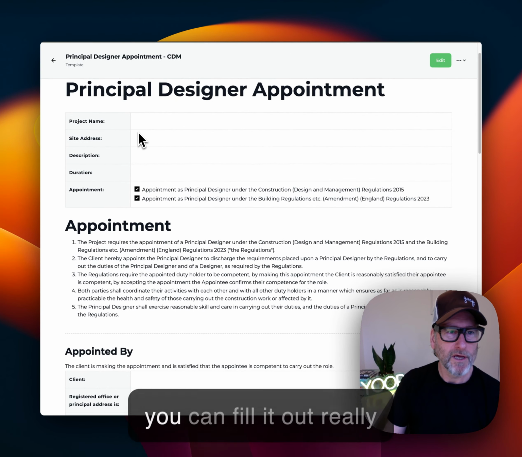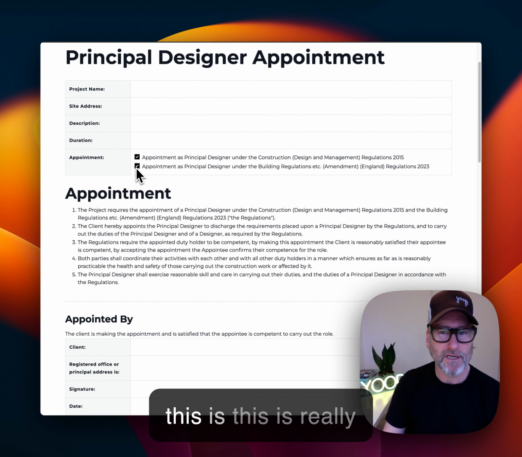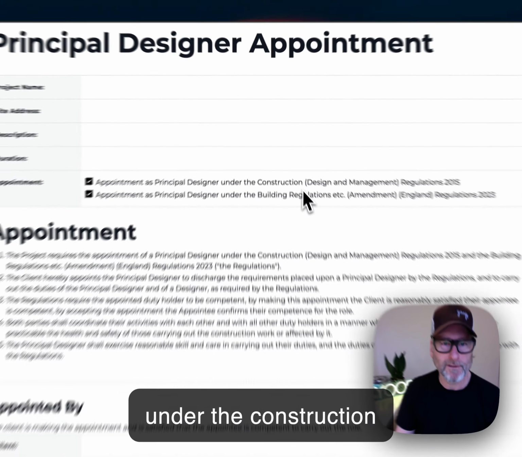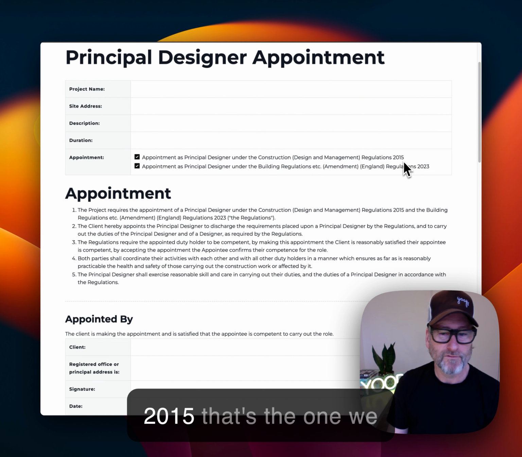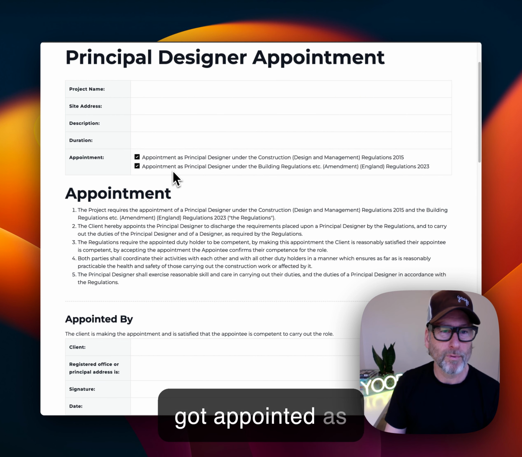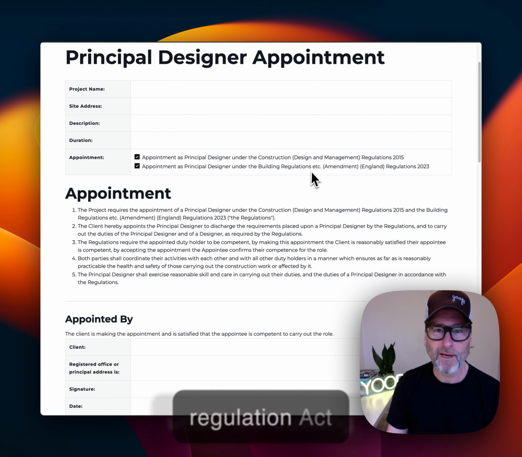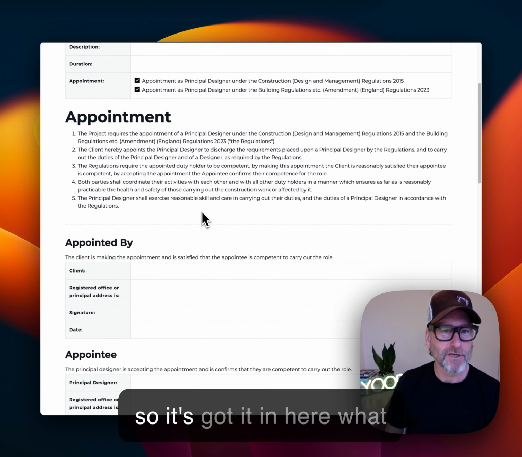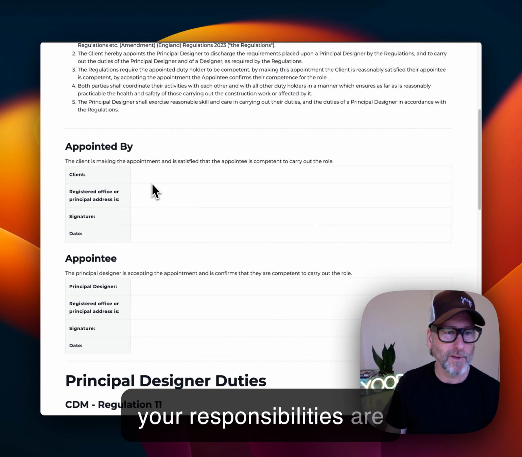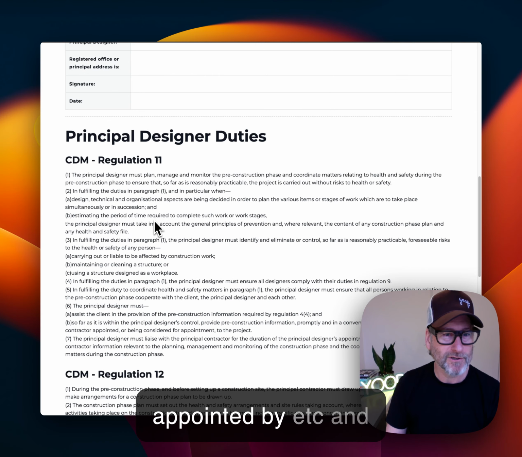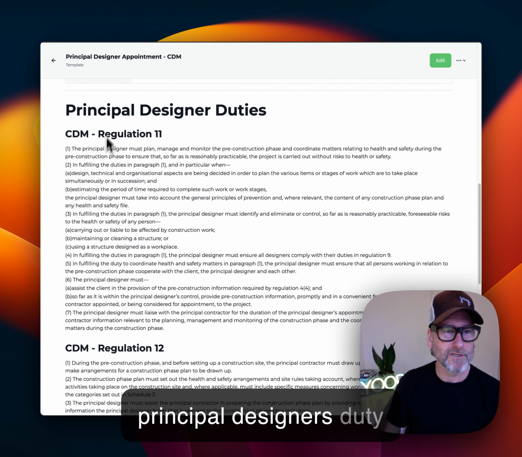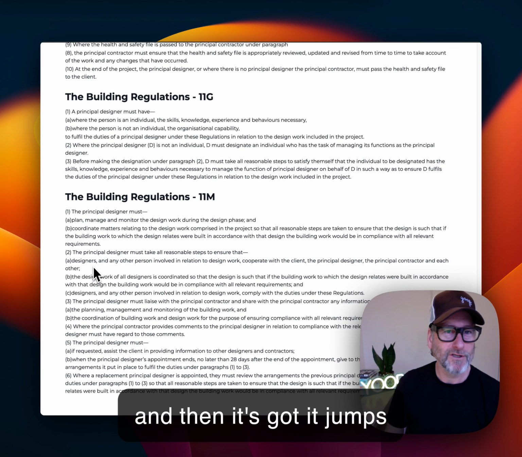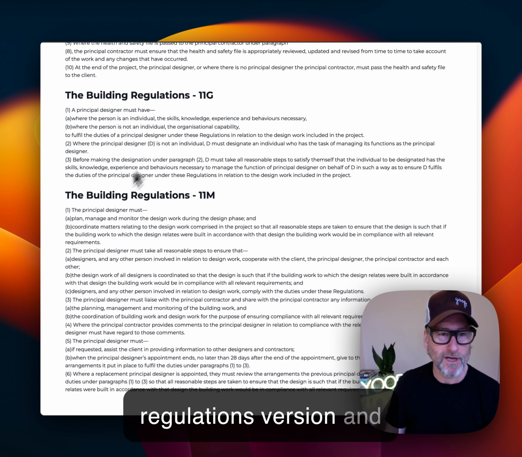Principal designer's appointment. You can fill it out really easily, and you can see this is really interesting here. You've got the tick, appointed as principal designer under the Construction Design and Management Regulations 2015. That's the one we're used to. And now we've got appointed as principal designer under the Building Regulations Amendment Regulations 2023. That's the new one. So it's got in here what your responsibilities are. You've got who it's appointed by, etc. And here you've got the principal designer's duty, CDM Regulation 11, and then it jumps on to the building regulations version.